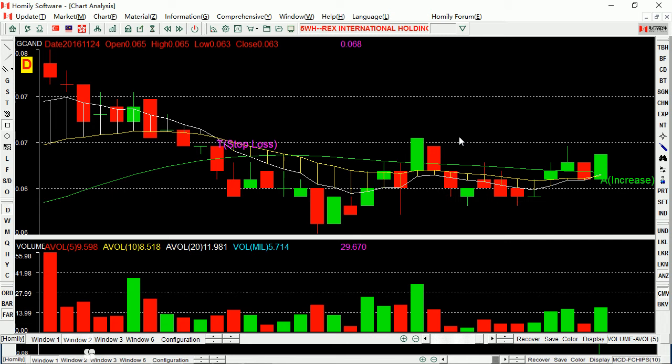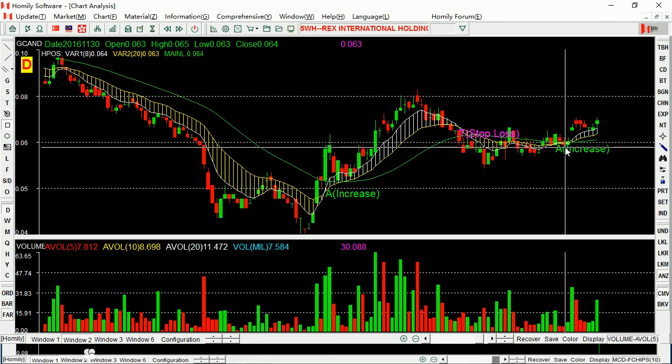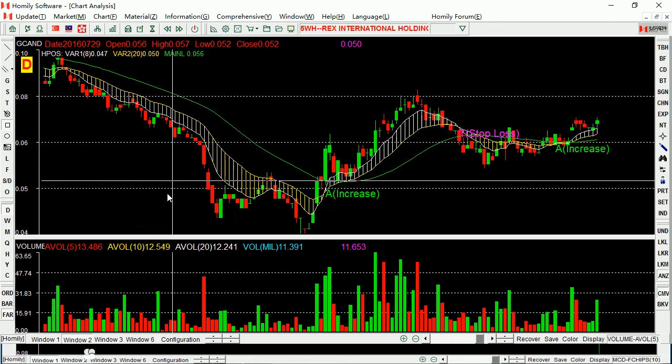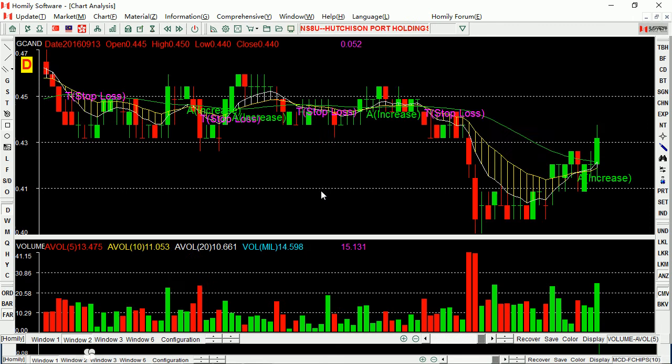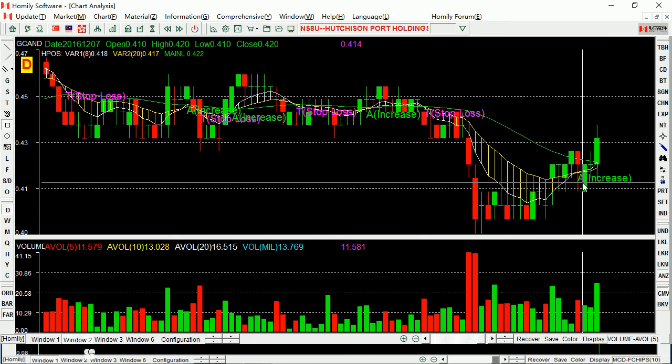Just now I already showed you that if you see the price drop, then sideways, then the increase signal appears, buy or not? Confirm to buy, okay? So we can see here, the price drops, then sideways, the increase signal appears, buy or not? Buy. We can see this stock, the price drops, then sideways, the increase signal appears. Buy, okay, because we should compare to the pattern. If you see the price drop, then sideways for some time, then the increase signal appears, it's the buy point, okay?